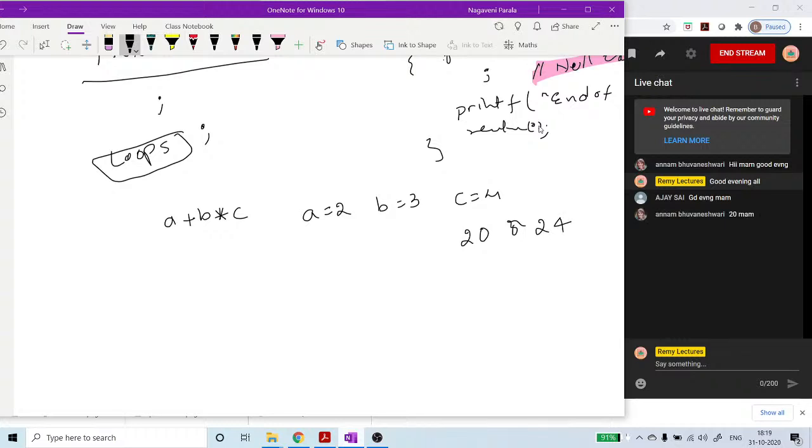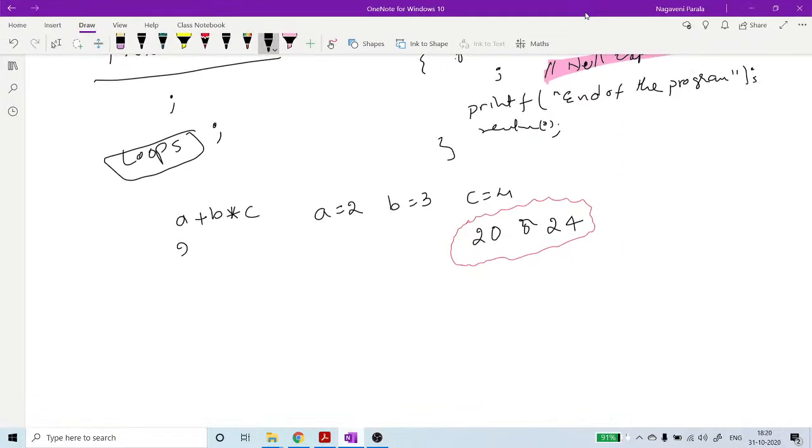Bhuvaneshwari, your answer is 20. So I have written here whether it is 20 or 24. So you're saying that it is 14. I'll substitute the values and I'll show you. Anyway, you have responded, thank you for that. And see here, I'm going to place the values: 2 plus 3 multiplied by 4.